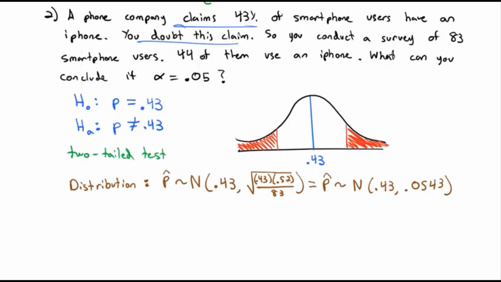So, what is our sample proportion? Well, our sample proportion is going to be x divided by n, or the 44 out of 83 people who used the iPhones. And that's going to be 0.53. Run out of colors, so we'll go back to blue.